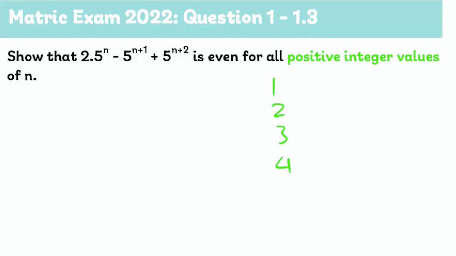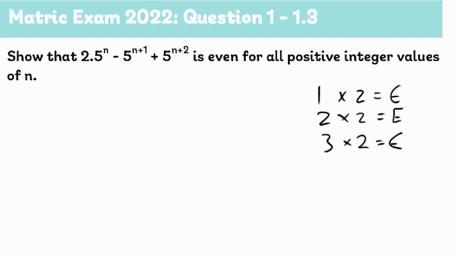Now, when is an odd number like 1 an even number? When we multiply it by 2, that'll give us 2, which is an even number. 2 times 2 is equal to 4, which is an even number. 3, which is an odd number, times 2 equals an even number. And I think you get the picture. Any positive integer multiplied by 2 will give you an even number. Now we have to apply that to this equation.